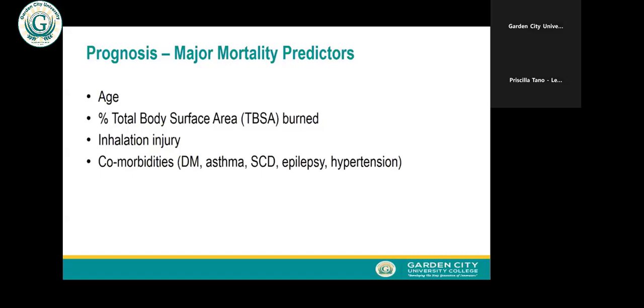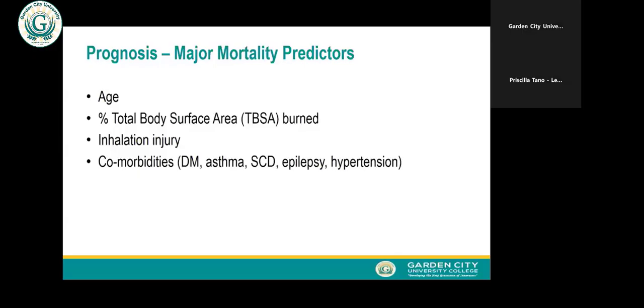And also, if patients have inhalation injury, they also have a bad prognosis, right? And patients who have other chronic conditions and comorbidities, like diabetics, asthmatics, sickle cell disease, hypertension, epilepsy, peptic ulcer diseases, all these affect all the systems. Yes, so if there are any comorbidities found anywhere, it is part of the major predictors of mortality.